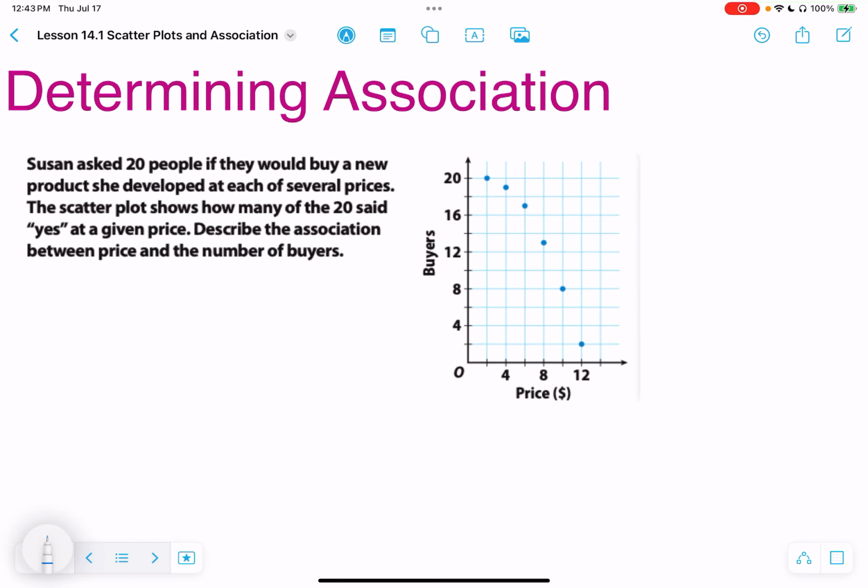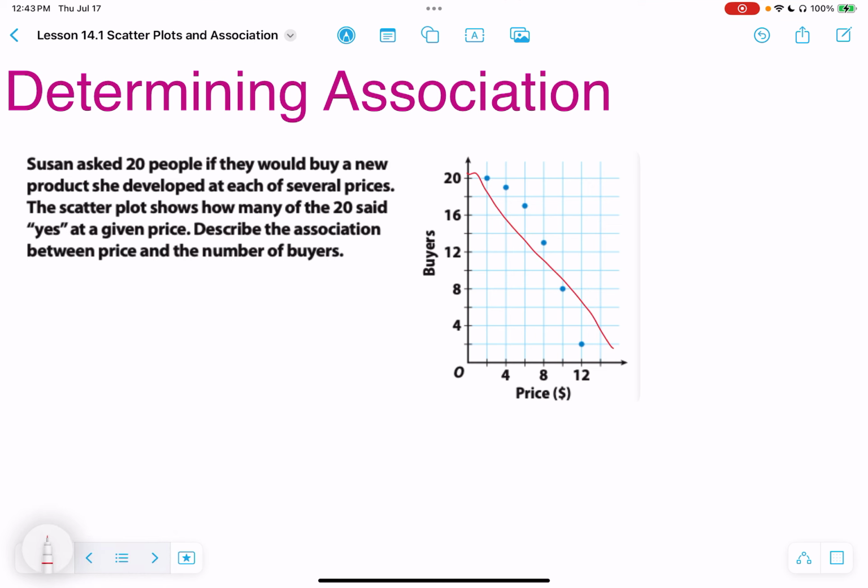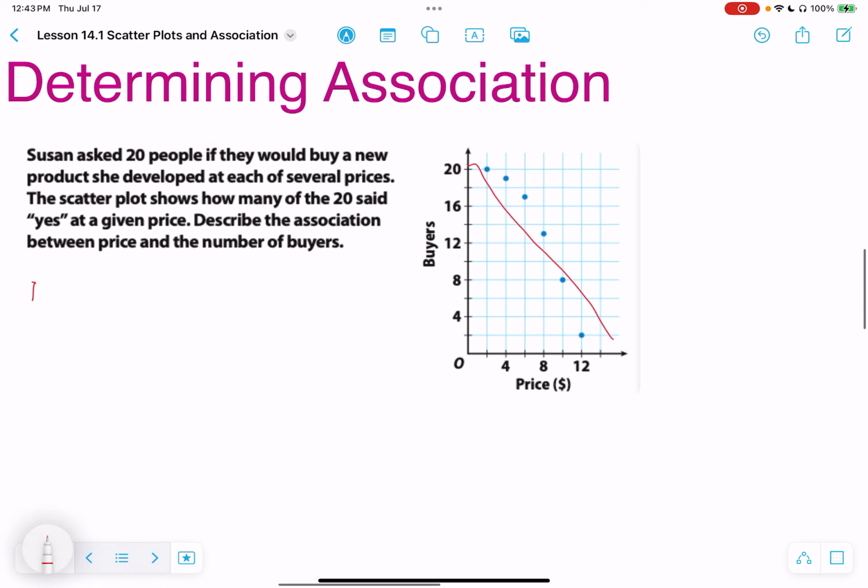Susan asked 20 people if they would buy a new product she developed at each of several prices. The scatter plot shows how many of the 20 said yes at a given price. Describe the association. Well, we can clearly see that this is what would be referred to as a negative association, right? The points are going down as we move from left to right. As x increases, y decreases.